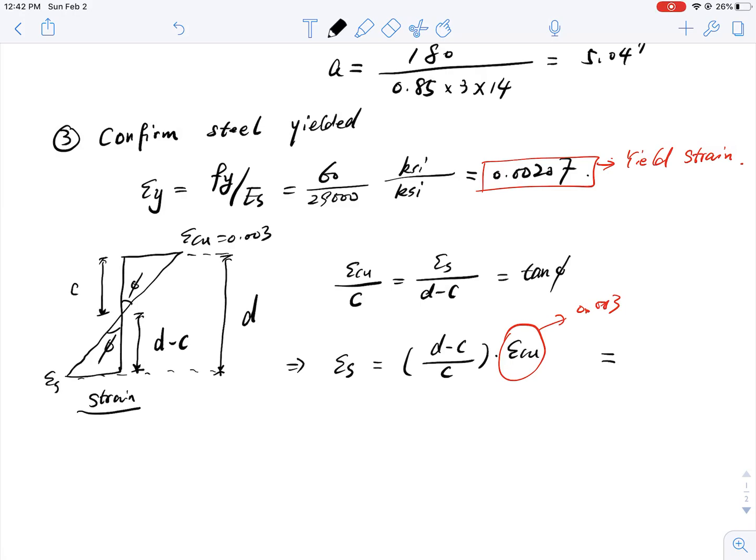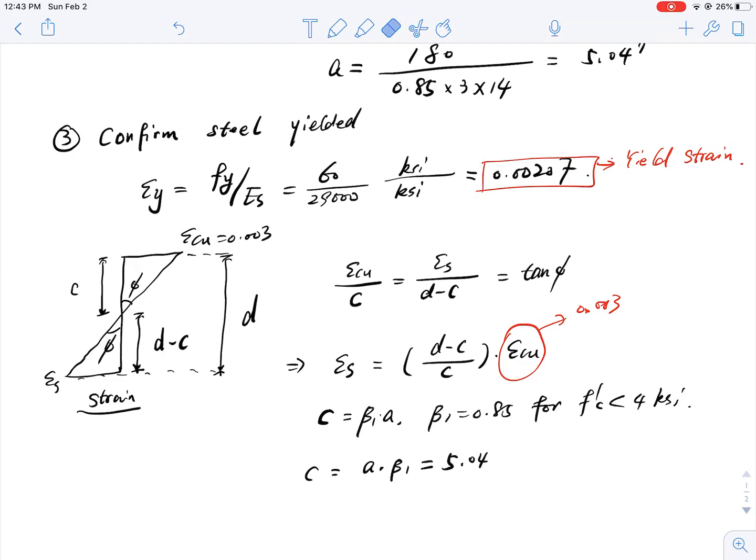Let me take a step back. Now I have this equation here. I want to calculate the strain in the steel, but I still miss my compressive zone c, because small c equals beta 1 times a, where beta 1 equals 0.85 for f'c smaller than 4 ksi. I know my a, so c equals a multiplied by beta 1, equal to 5.04. Sorry, I think I got this equation wrong here.